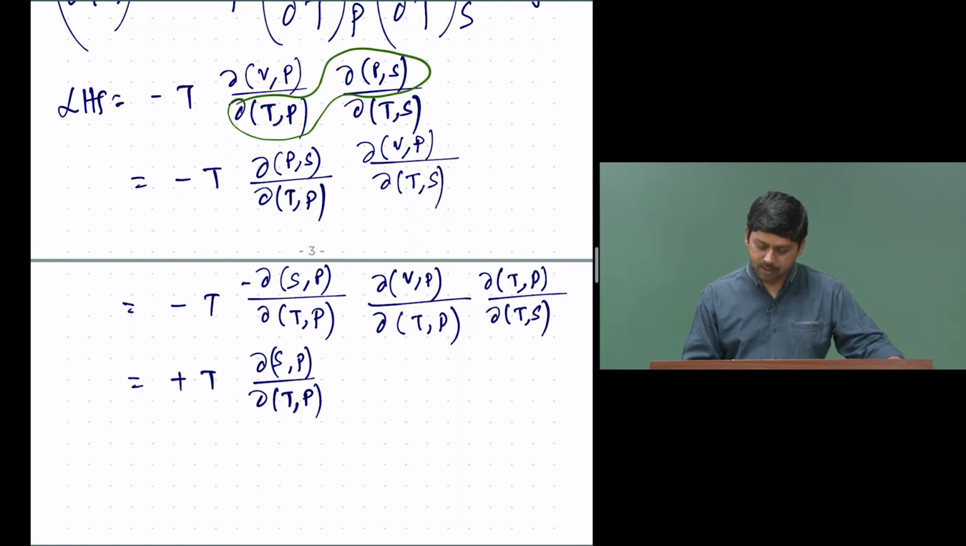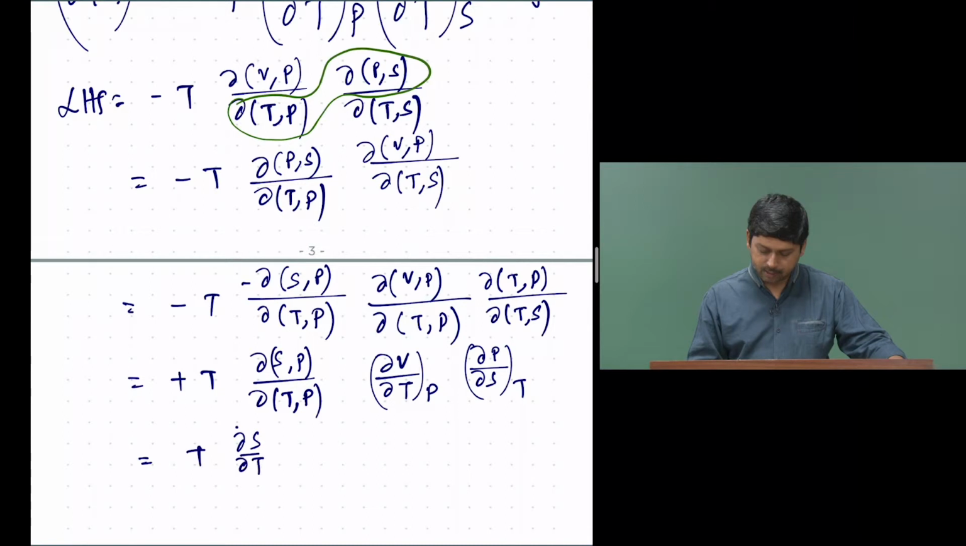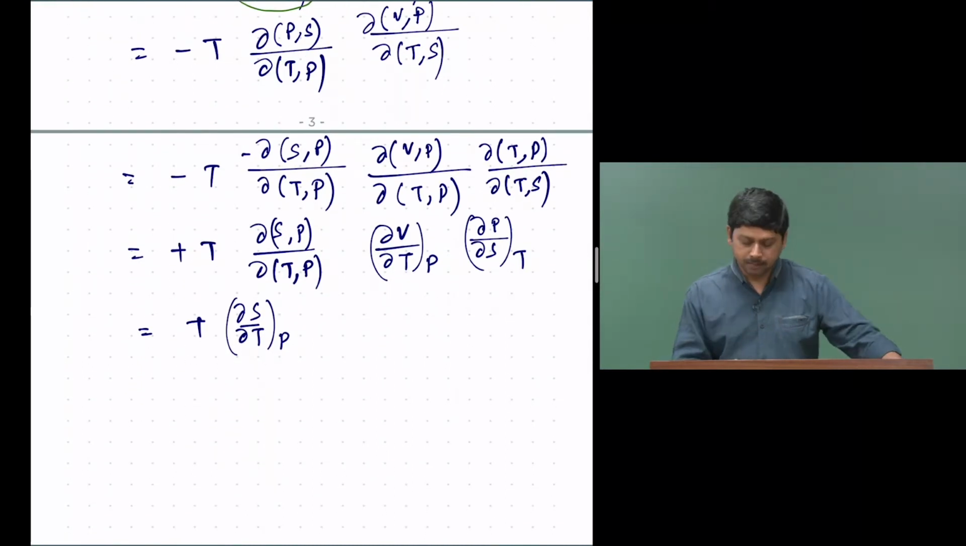and let us see what this quantity gives us. This is del V by del T at a constant P, and this is del P by del S at a constant T. So, T into del S by del T at a constant P. So, this quantity is C P, we know. So, this should cancel each other.